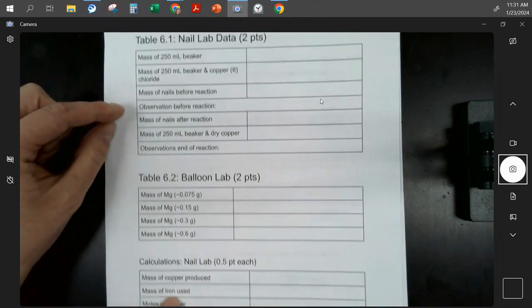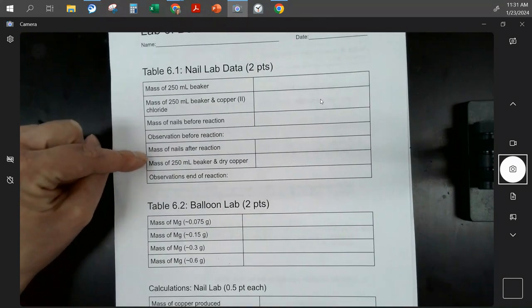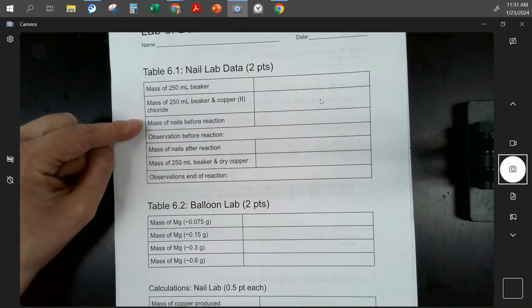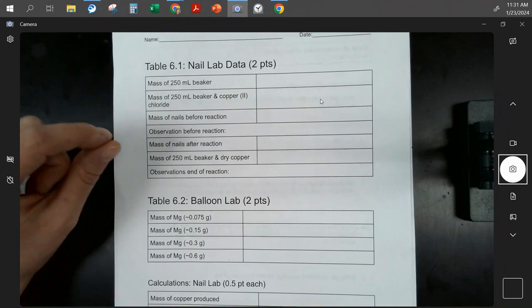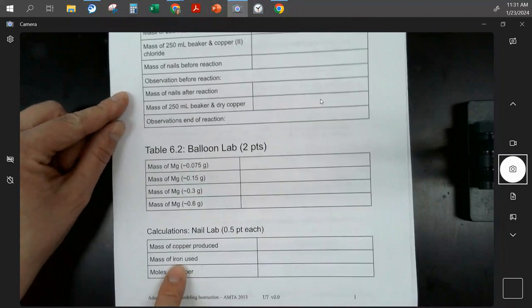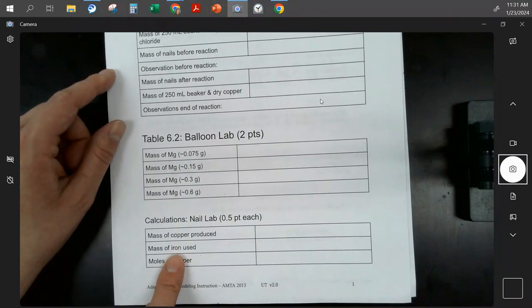And how are we going to figure out how much iron was used? Yes, the mass of the nail before and after. After, it should have gotten smaller. Some of us had something weird happen. So you're going to take after minus before. The nails kind of shrunk, so that is going to be the mass of the iron that you used.